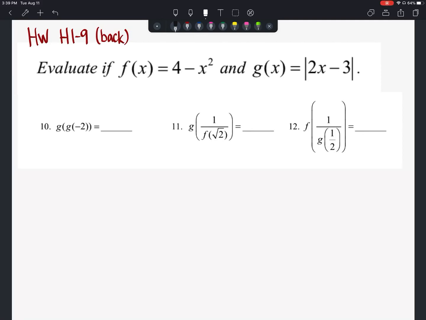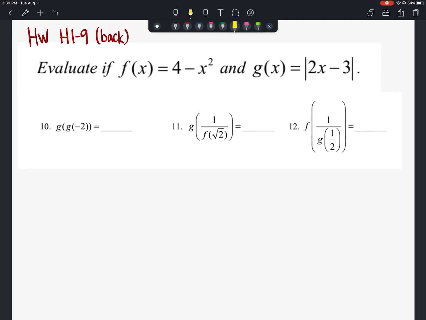This video is for 10, 11, and 12 of homework worksheet H1-9 on the back. Still using the same functions. Number 10, we have the composition g of g of negative 2.